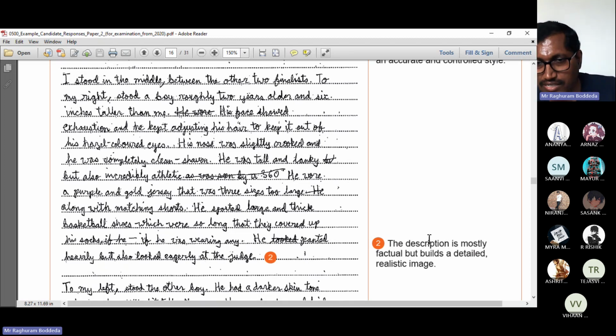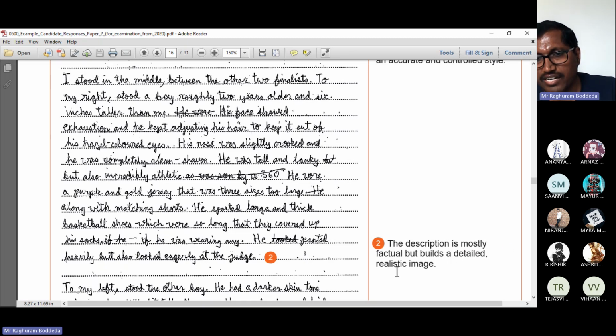Even this writing, the description is mostly factual, but it builds a detailed and realistic image. Yes, it's quite natural. Now, let me call the person to read the next paragraph.